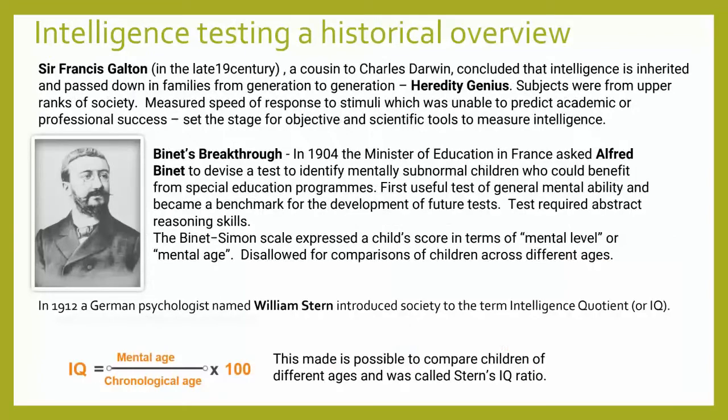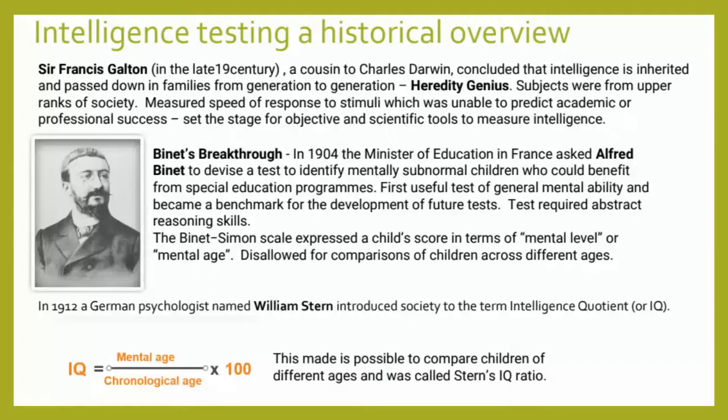So a good perspective from which to look at this is the historical overview and how intelligence testing, which is the development of IQ testing, was developed. It started with Sir Francis Galton, who basically said that intelligence is inherited and moves down from generation to generation. So a clever mother will produce a clever child. It's in the genes, it's hereditary genius.